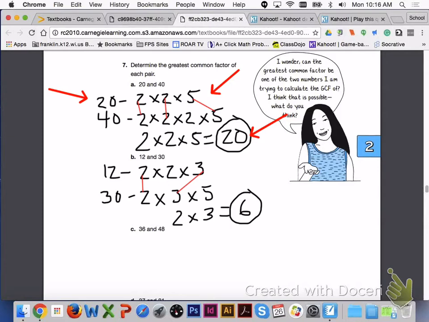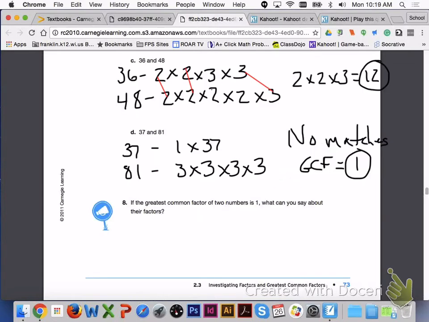So for letter A, it is 20. We follow the same steps for letter B. Our GCF is 6. For letter C, the GCF of 36 and 48 would be 12. And for letter D, since there are no prime factors that each has in common, the GCF is going to be 1.